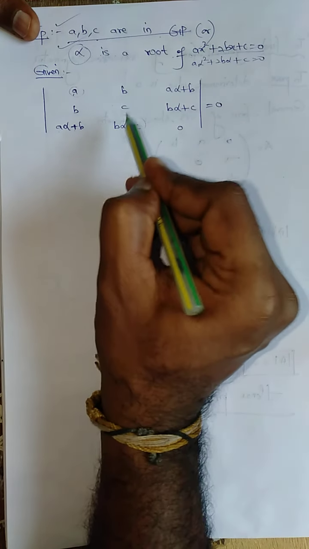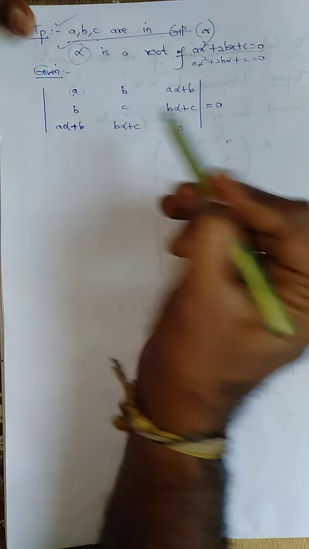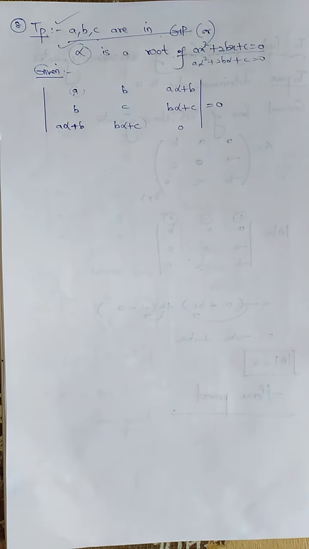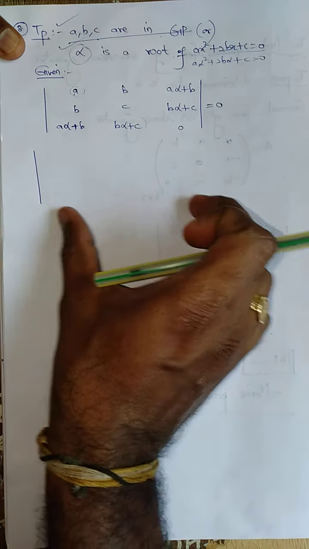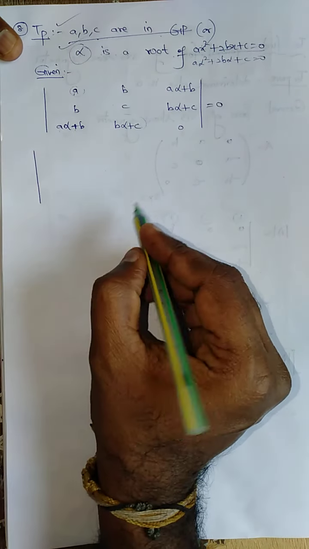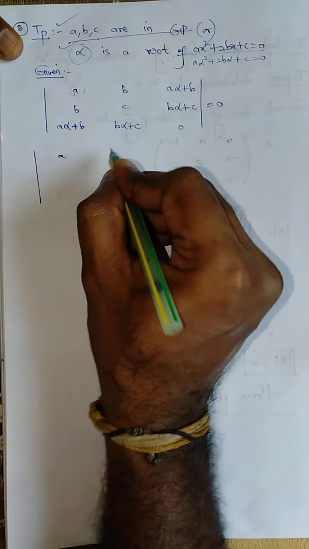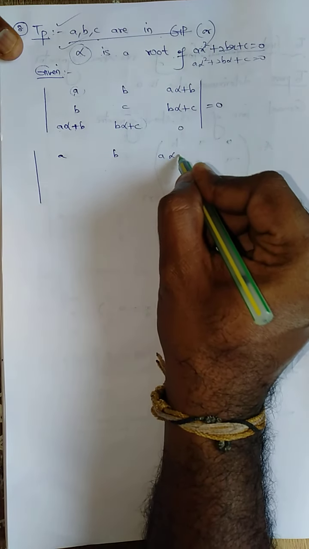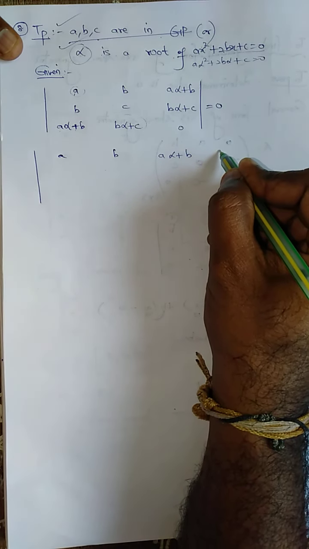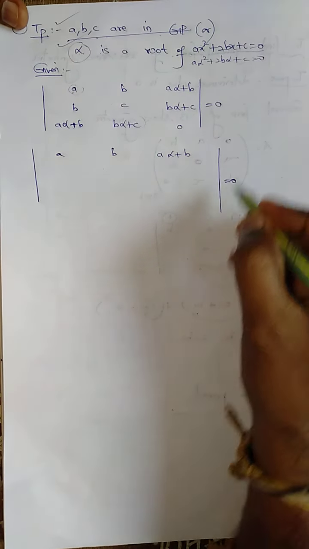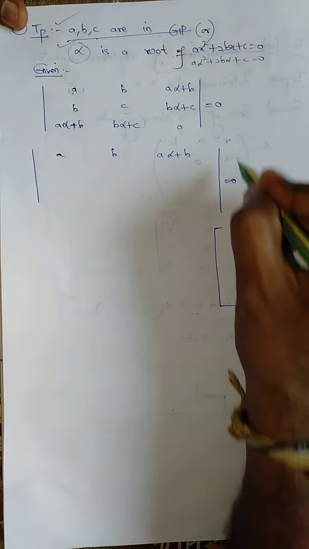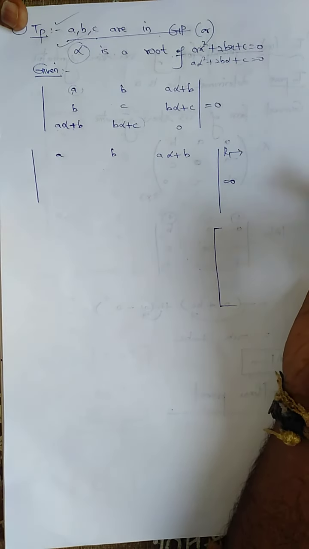The same here also, B alpha, here B, so I need to multiply by alpha. Here C, no problem. So what I am going to do is R3 tends to R3 minus alpha R1 minus R2. Listen very carefully. I am going to change only R3. There is no change in R1 and R2. So write R1: A, B, A alpha plus B, and A alpha plus B is equal to 0.